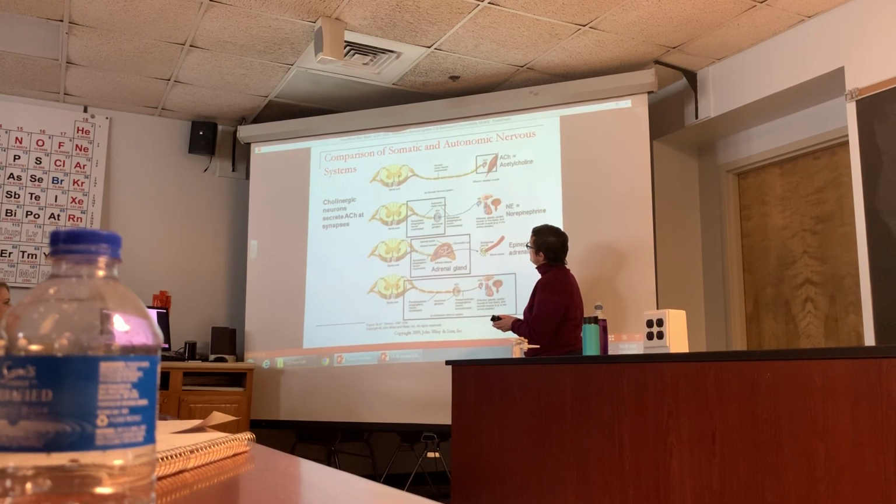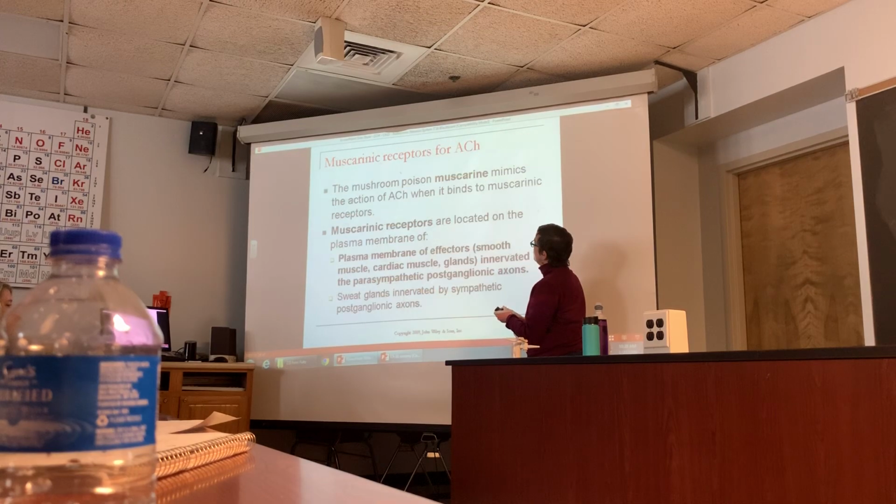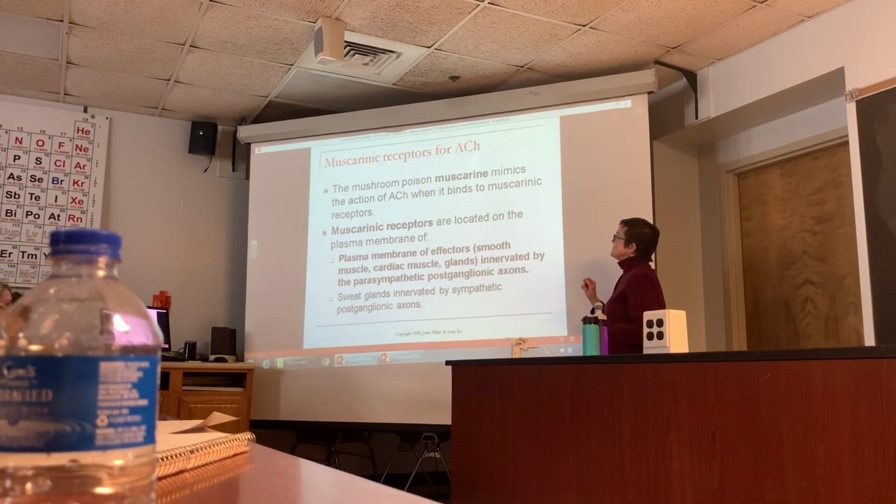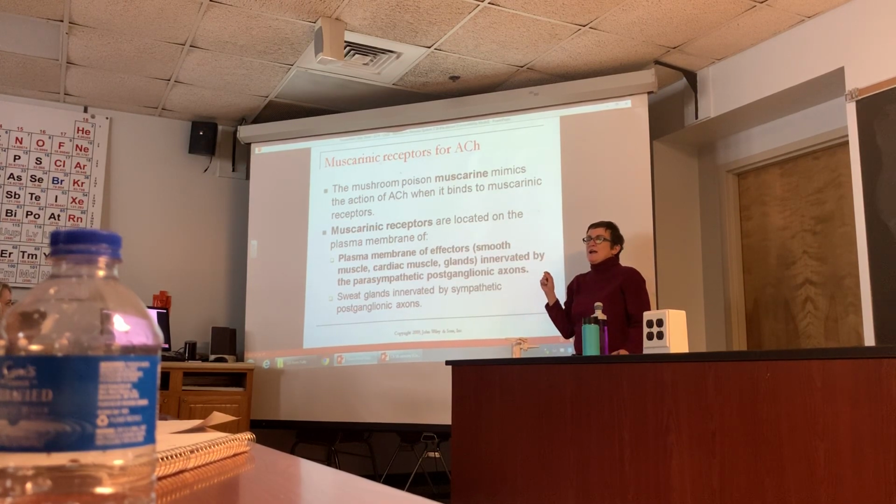All right, so all these places, I think I just threw that picture in to show you the somatic nervous system. Okay, now the other type of acetylcholine receptor is muscarinic, and this is where muscarine has its effects.